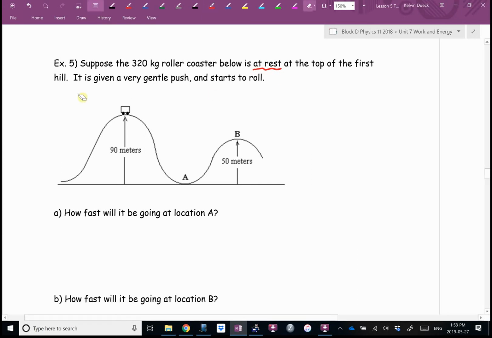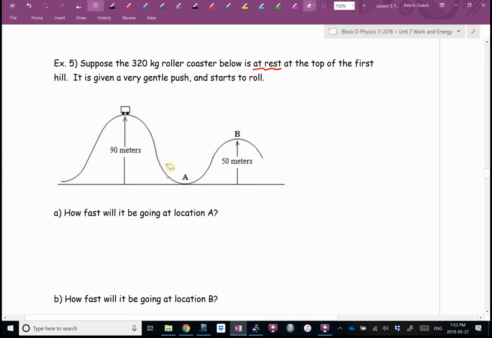At the top of the first hill, it's given a very gentle push and starts to roll. Evan, what's A want me to find? So here's what I would say. Can you imagine the roller coaster? Is there a change in height? Is there a change in speed? Is there a yucky, curvy path? That's a job for conservation of energy.